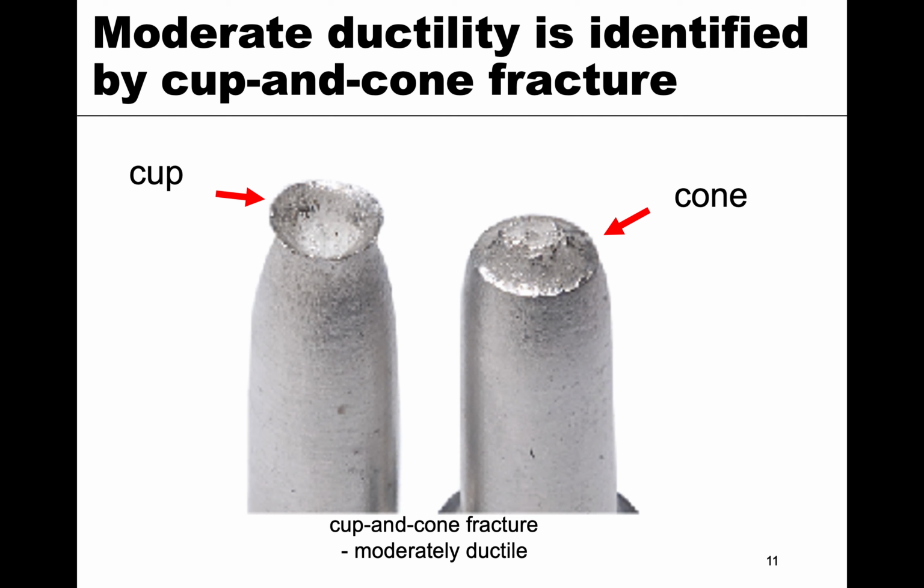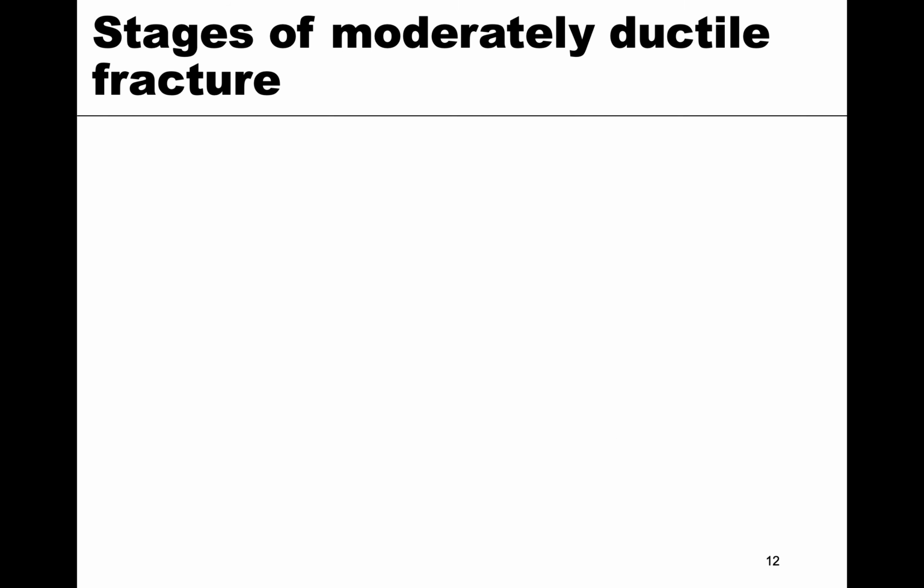As opposed to that, ductile and moderately ductile fracture can be identified by what we call a cup and a cone. So here's the cup because of its shape, and here's the cone. This identifies a moderately ductile material. So let's look at what leads to this cup and cone fracture. Here are the stages that we see.